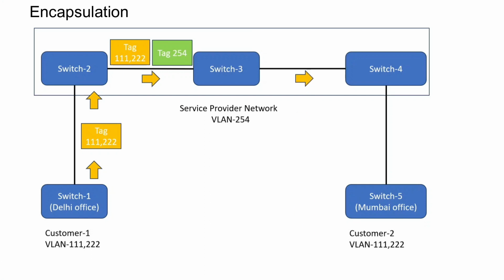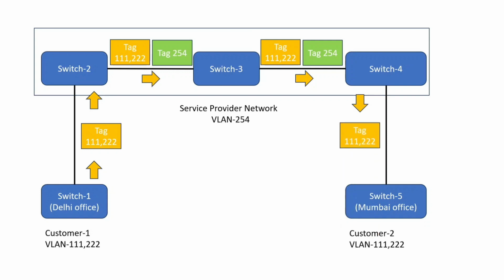From switch 2, it reaches switch 3. Switch 3 also forwards it to switch 4 with the same tags 111, 222 and 254. At switch 4, the decapsulation process takes place. That means it removes the tag 254 and sends the Ethernet frame to switch 5.